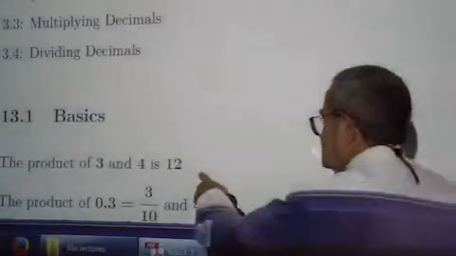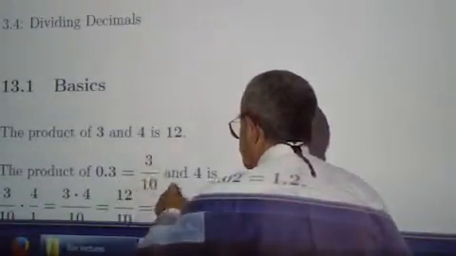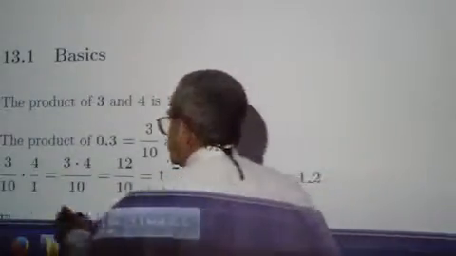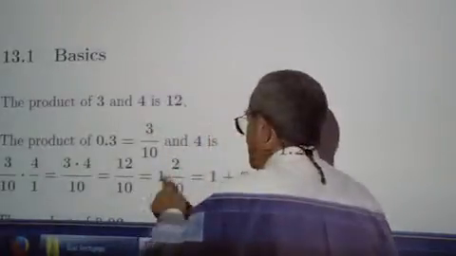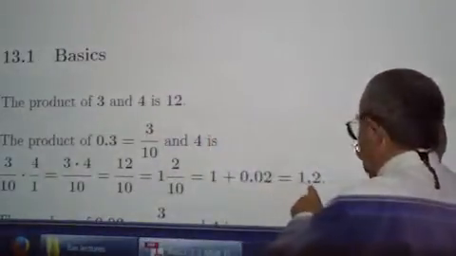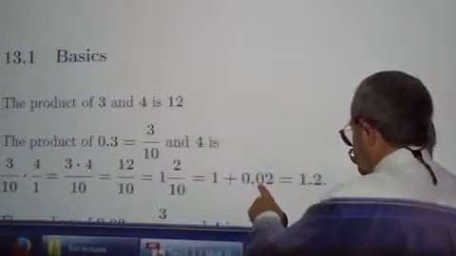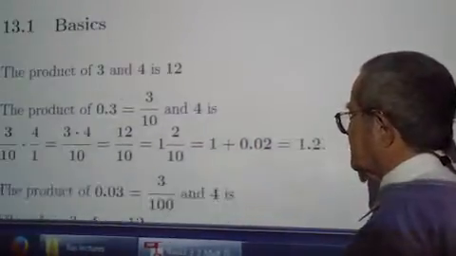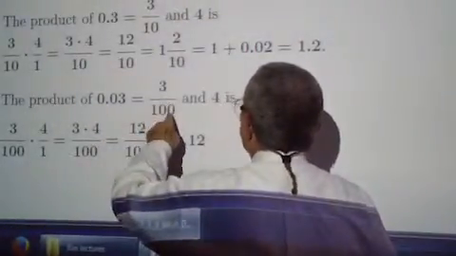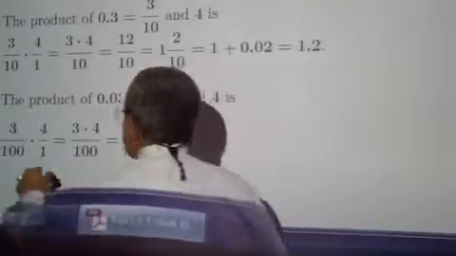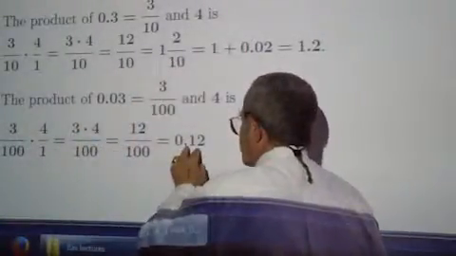The product of 3 and 4 is 12. The product of 0.3, that's 3 over 10, and 4 is 3 over 10 times 4 over 1. So 12 over 10, or 1 and 2/10, or 1.2. There should be no 0 right here. The second 0 is a misprint. The product of 0.03 and 4 is 3 over 100 times 4, so that gives you 12 over 100, which is 0.12, 12 hundredths.